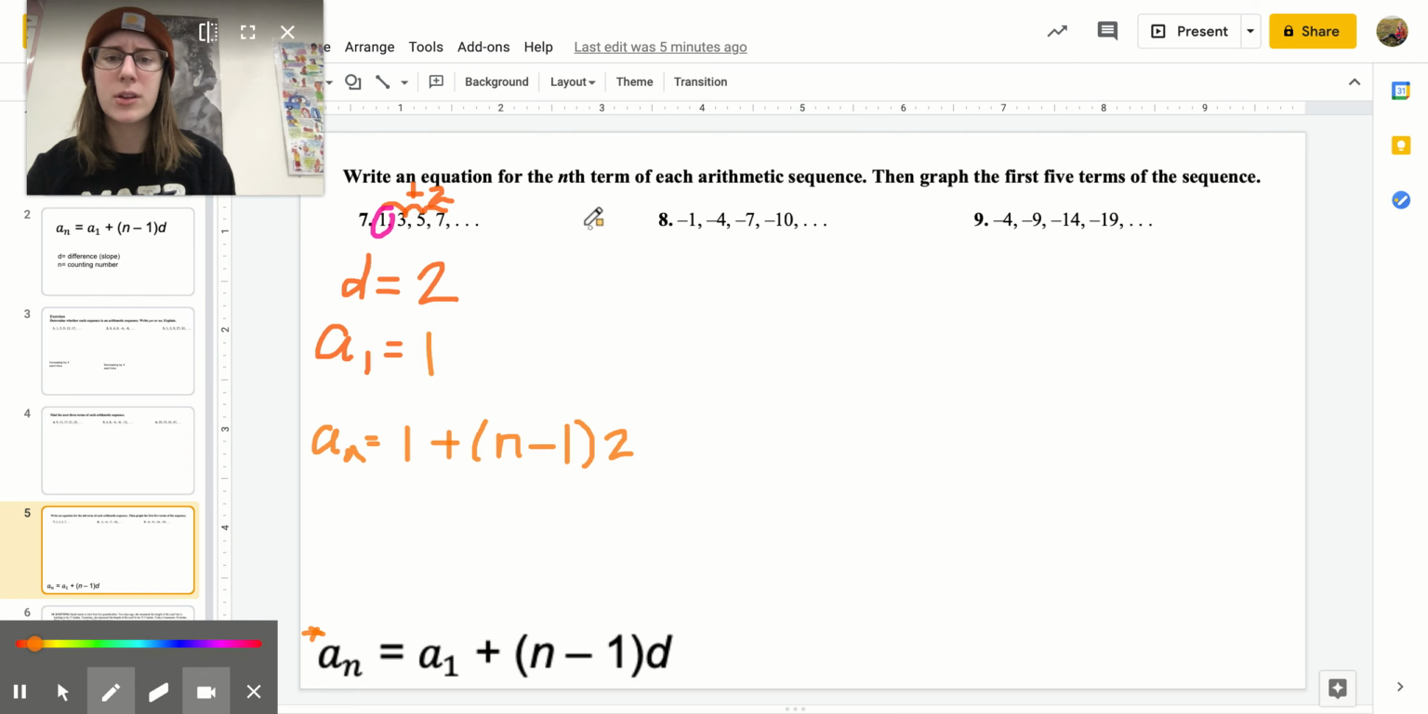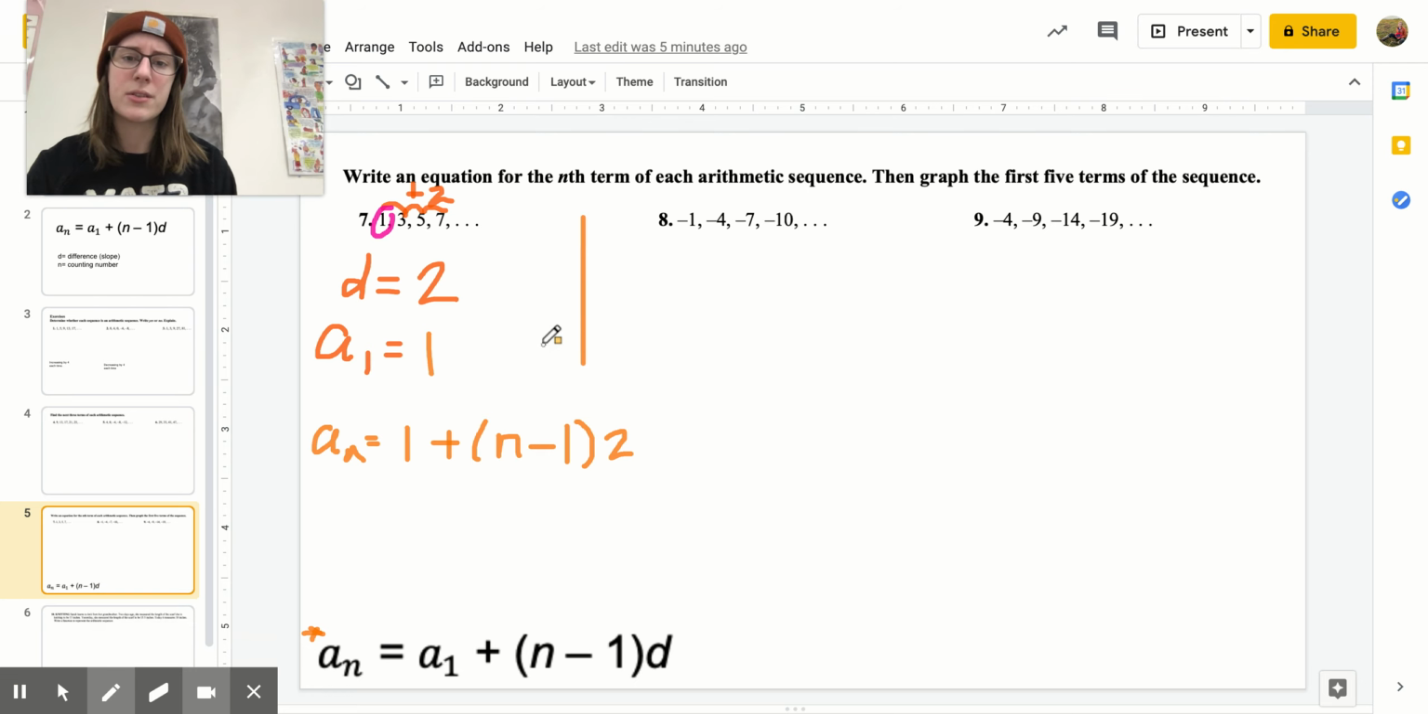I would have to look. But basically what you're going to do is on your graph, your first number is 1. So you're going to go 1 over, 1 up.